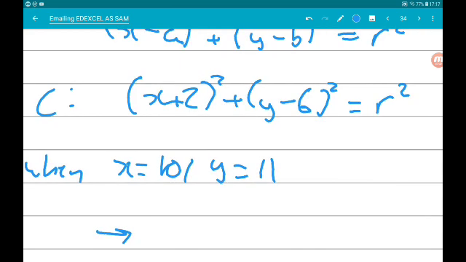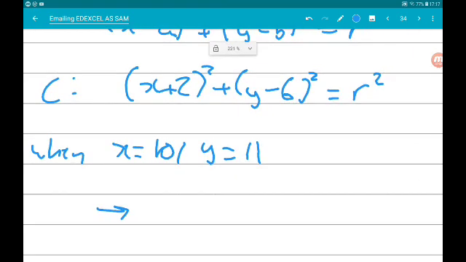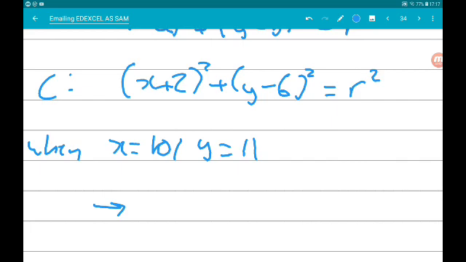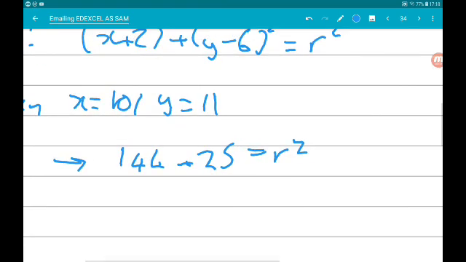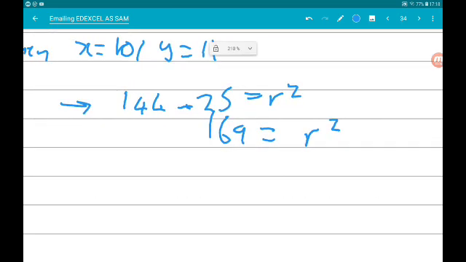10 add 2 squared, so 12 squared is 144. Add 11 minus 6 squared, so that's 5 squared, 25. So that tells us 169 is equal to the radius squared, therefore the radius is equal to 13.